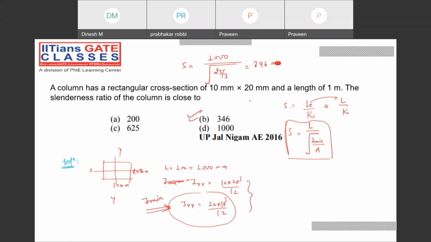See, slenderness ratio will not have any unit, right? Because L is in meters, K is also in meters. Because I by A means meter power 4 by meter square. This is nothing but meter square, and the square root of that is meter only, right? So that's all, my dear friend, regarding strength of materials. Theories of failure will be covered in the machine design course only.